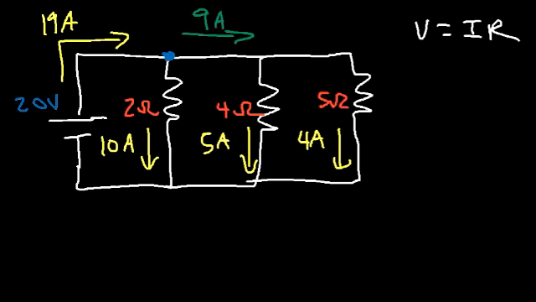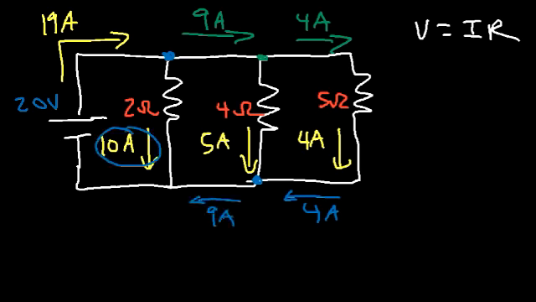Now, once the 9 amps of current reaches this point, 5 is going to go down. So 4 travels this way because 9 minus 5 is 4. So we have 4 amps of current flowing in this branch. Then it's going to meet up with the 5 amp current. 4 plus 5 is 9, so 9 is going to go this way.